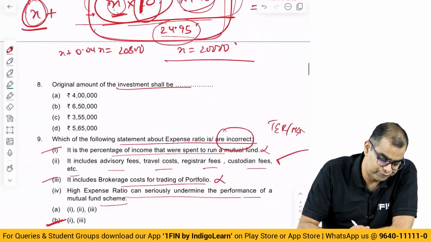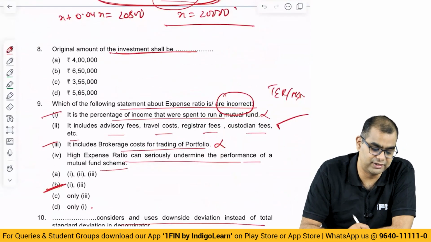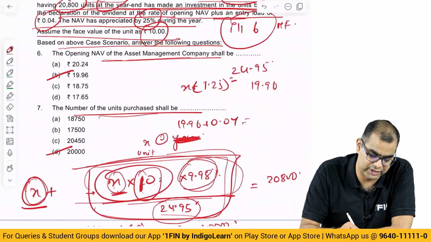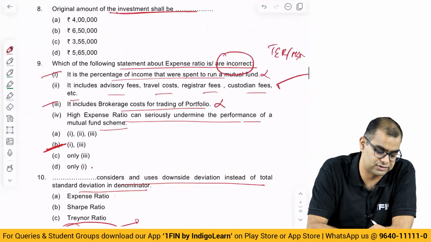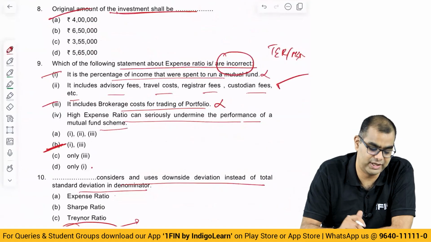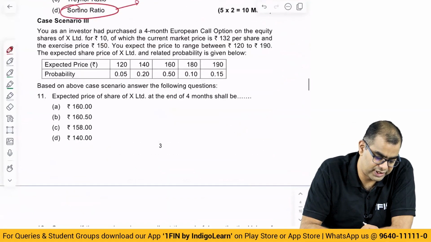Okay. Then original amount of investment, very simple. He invested at what? We already decided here, 20. And he invested how many? 20,000. So 20,000 into 20, 40,000 over. Okay. Then case scenario 3.